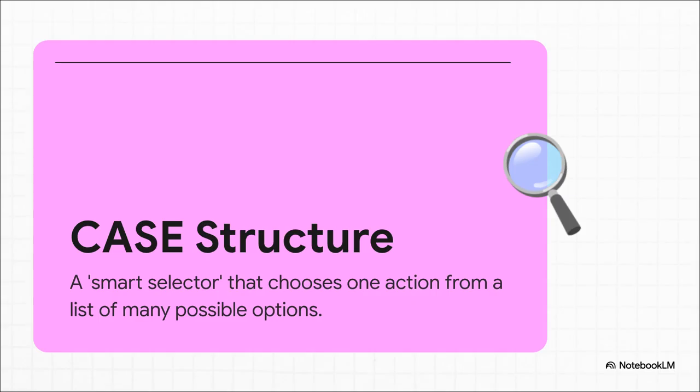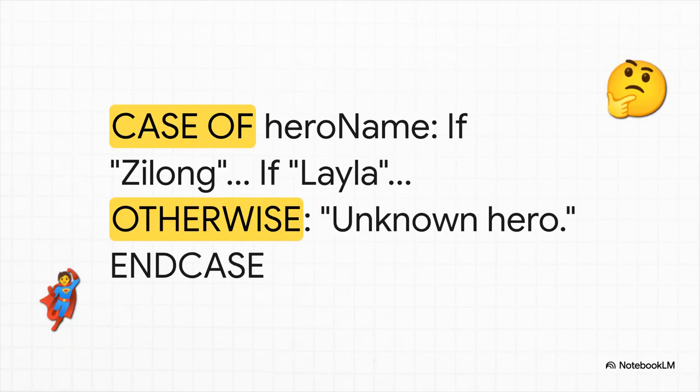The best way to think about it is like a sorting hat. It looks at just one piece of info, like a ticket type or a username, and based only on that, it picks one specific path out of a whole list of options. And this is what it looks like in practice, more or less. This is what we call pseudocode, just a simple blueprint of the logic. The code is just asking, hey, what's the hero name? If it's Silong, do this thing. If it's Lila, do that other thing. And for anything else, that otherwise clause is the perfect safety net. It's so clean and surprisingly powerful.